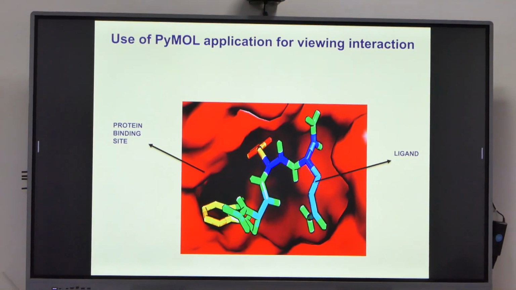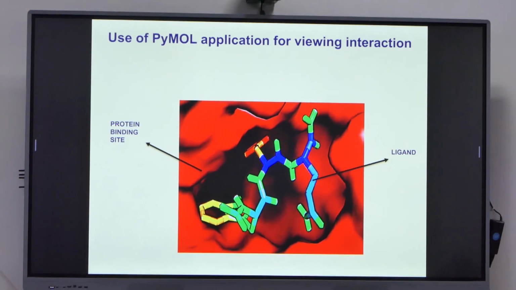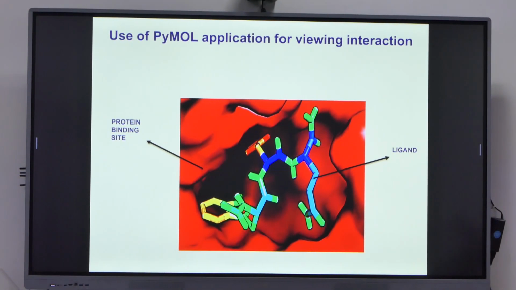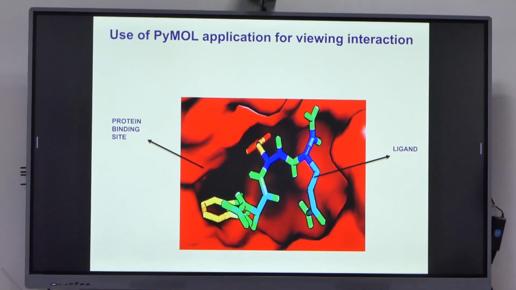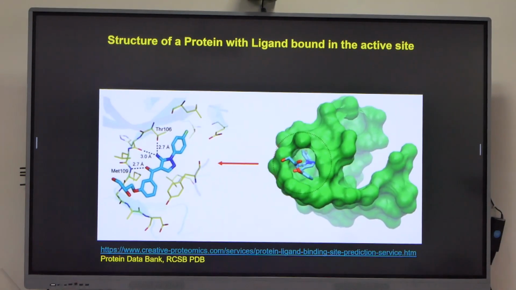So this is how it looks like from a software which is called PyMol. The protein active site is there, some cavity in the complete protein structure where a ligand is going and binding, right? So this will be called binding site or binding pocket, where a small molecule is going and binding. You can see in a complete protein structure, there is an active site and there is one small molecule inside the active site, making some interactions with the protein, right?